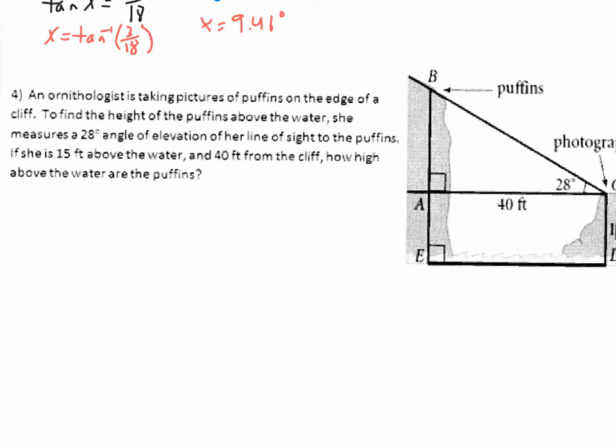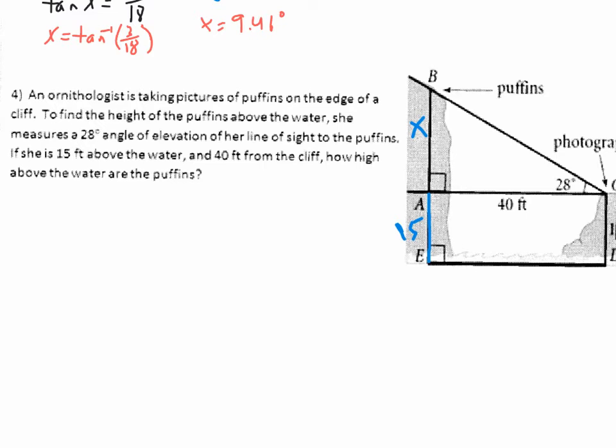For the last problem on this page, you should read it first before I start explaining it. So do that now. All right, so basically we're trying to find that, but also AE right there. We already know what AE is. It's 15. So the total height of the puffins above the water is x plus 15. We'll just add 15 to our answer once we get it.